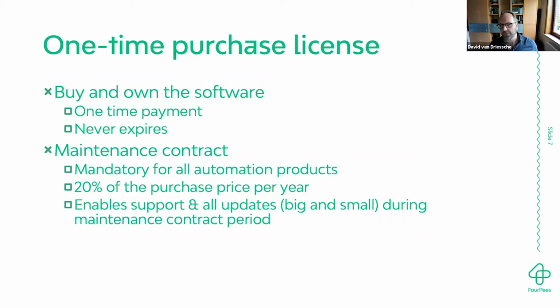So if callas comes out with a 12 point, where are we now? 12.1. If they come out with 12.2, then it is included in the maintenance contract. If they come out with 13, and this is not a product announcement, but if they come out with a new version, that would also be included in the maintenance contract as long as your contract is still valid. So that means that if you're not on an automation product, like the pdfToolbox desktop, and you don't have a maintenance contract, you only get the dot updates like 12.1, 12.2, or what could happen.